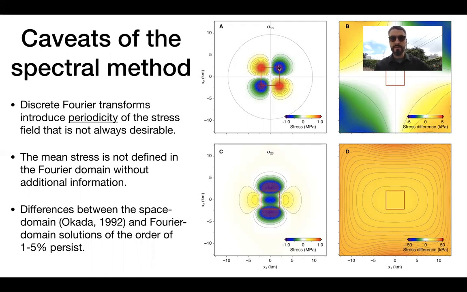So this is the case again for a uniform slip. And these are the different stress components that it creates. And these are the residuals with the space domain solution. And as expected, large residuals accumulate near the boundaries of the domain because of periodicity, but a large mean difference also occurs throughout the domain due to differences in the mean stress between these two solutions. So the spectral boundary integral method introduces small differences to the space domain solution of the order of 1 to 5% in all practical cases.